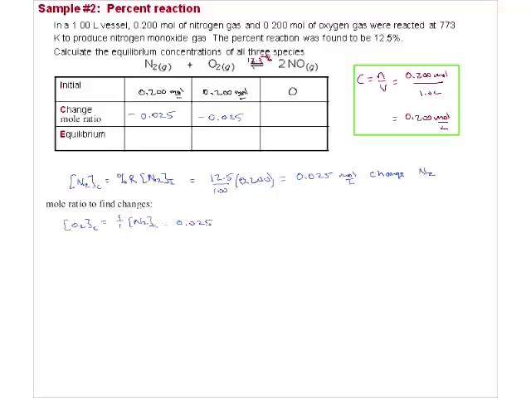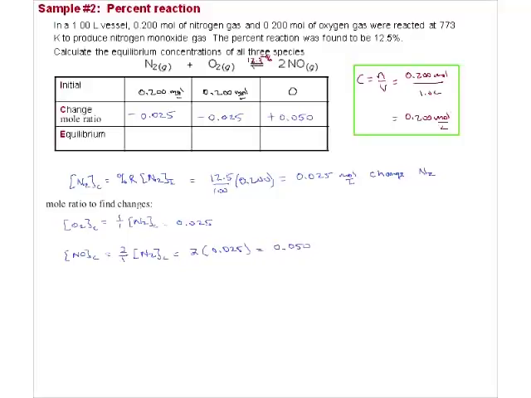Okay, now if we want to figure out the change in the nitrogen monoxide, we can see that for every 1 nitrogen, we're going to produce twice as much NO. So the mole ratio is going to be 2/1, required over given. So it's going to be twice as much. So we can calculate that one. So the moles per liter change of nitrogen monoxide is 2/1 times the nitrogen. And lo and behold, there we go. So we get 0.050.